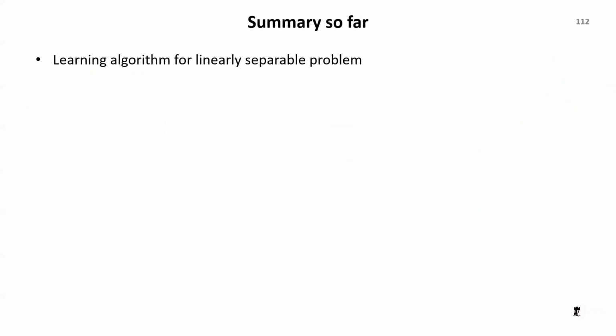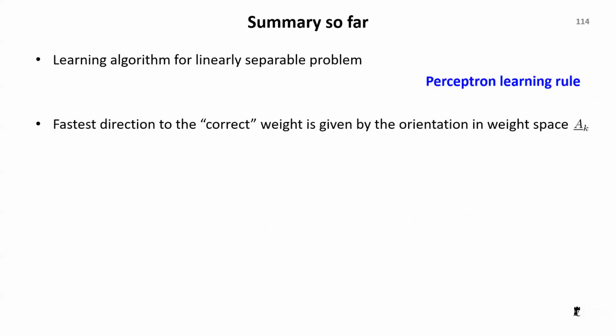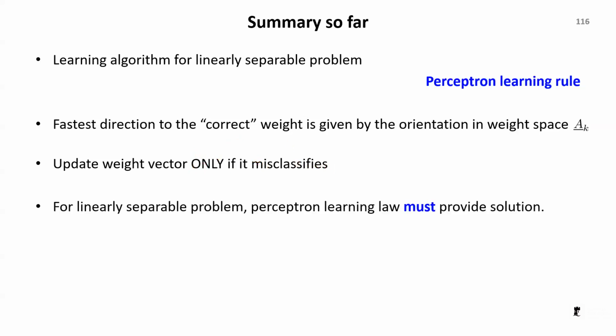Learning algorithm for linearly separable problem, which is the perceptron learning law. And the fastest direction to the correct weight depends on the weights, the orientation in the weight space, and only update if it misclassifies. If it is correct already, you don't need to update anything. For linearly separable problem, perceptron learning law must give you a solution.